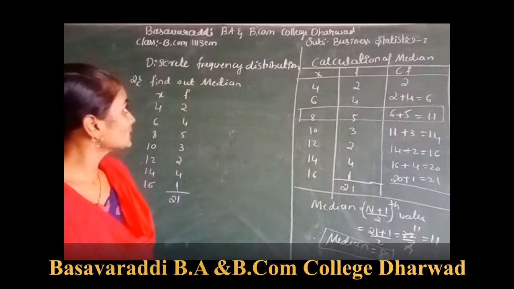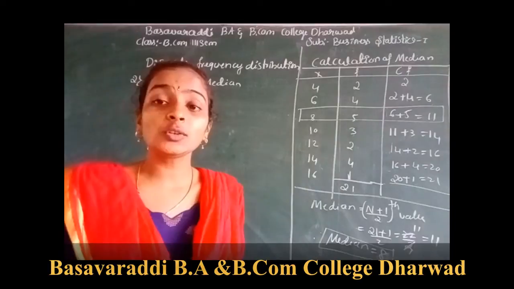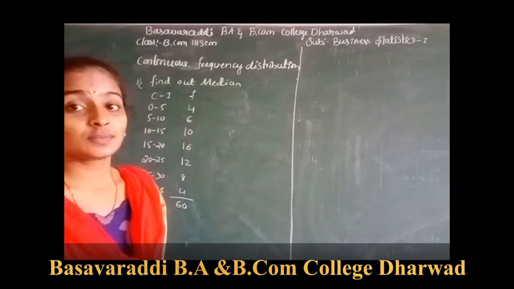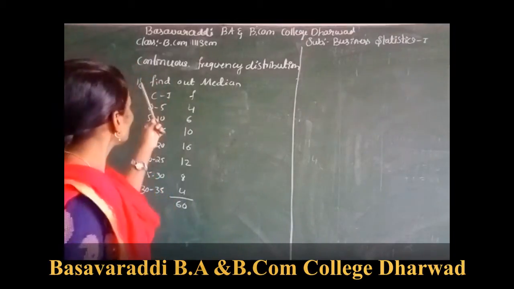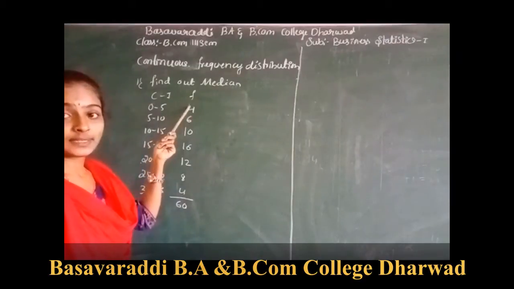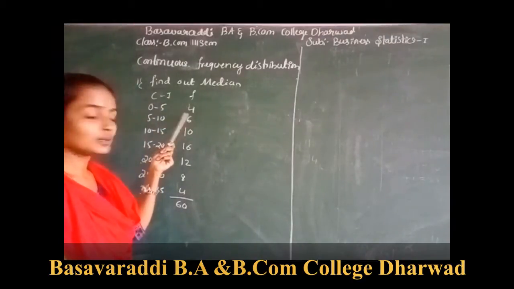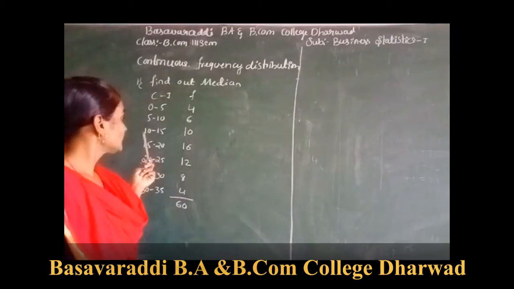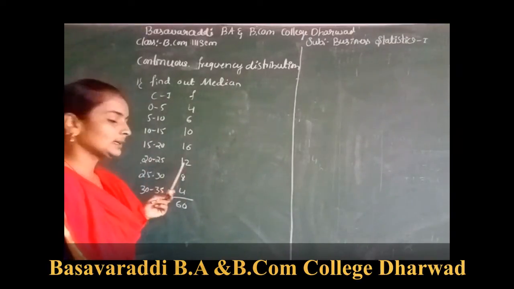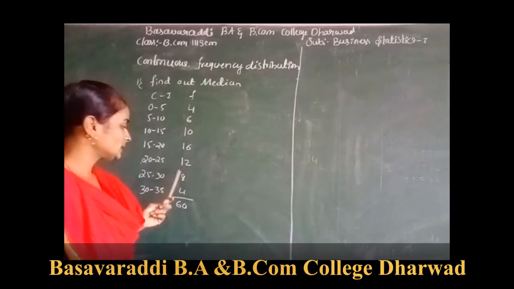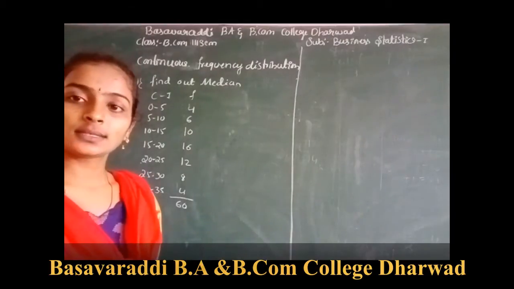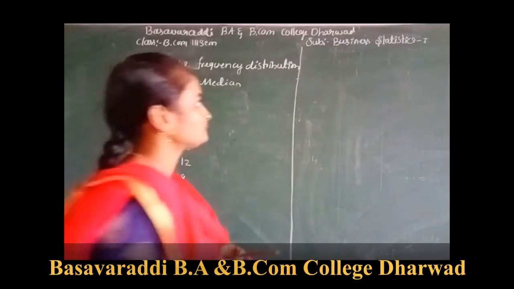Okay. Next, let us solve the problems based on continuous frequency distribution. Problem number 1. Find out median. Class interval and frequency: 0 to 5, 4. 5 to 10, 6. 10 to 15, 10. 15 to 20, 16. 20 to 25, 12. 25 to 30, 8. 30 to 35, 4. Total is 60. Let us solve the problem.